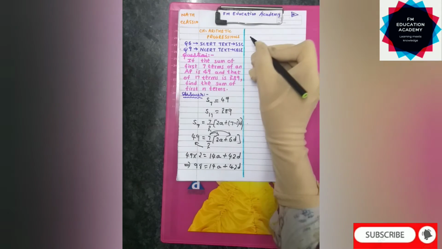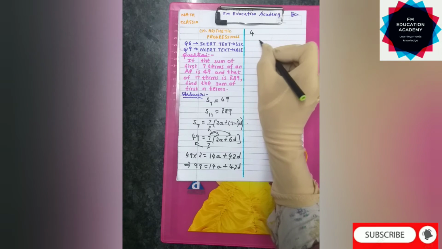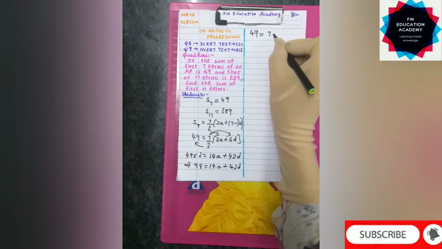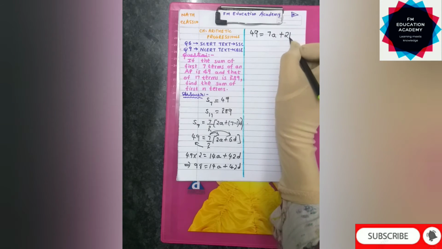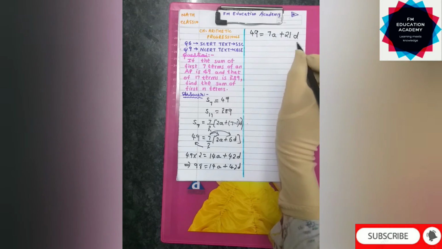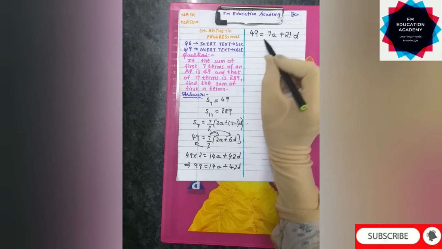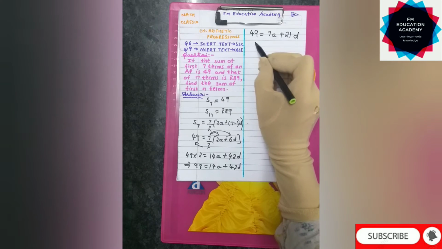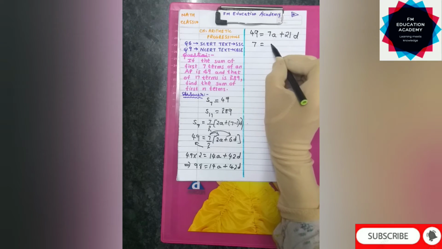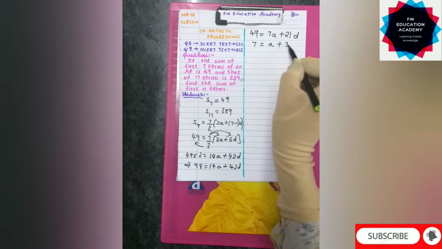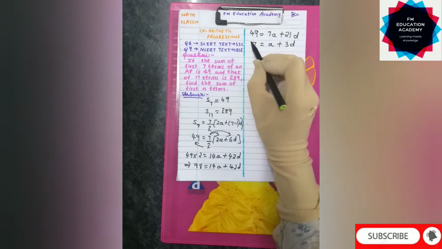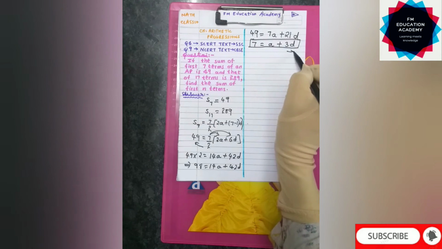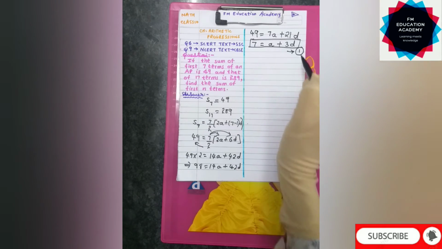So 98 by 2 will give me 49, 14 by 2 is 7, and 42 by 2 is 21d. Now again I can divide by 7 because 7 sevens are 49, 7 ones are 7, 7 threes are 21. So again I will divide by 7. 49 by 7 is 7, 7 ones are 7, so I'm getting a, 7 threes are 21, so I'm getting d. So I got one equation as a plus 3d is equal to 7, or I can write 7 is equal to a plus 3d. That equation I will name as number 1.